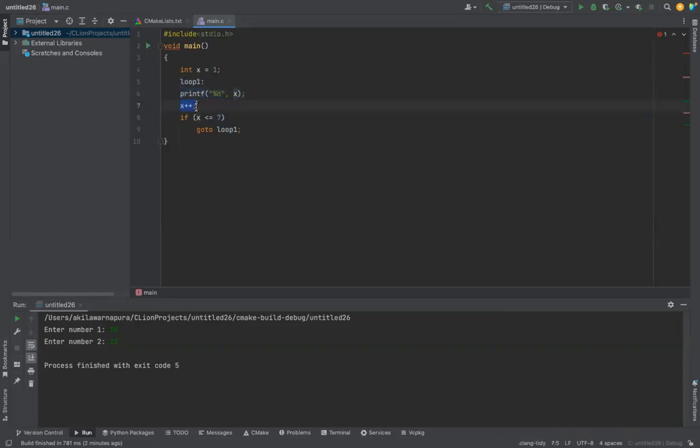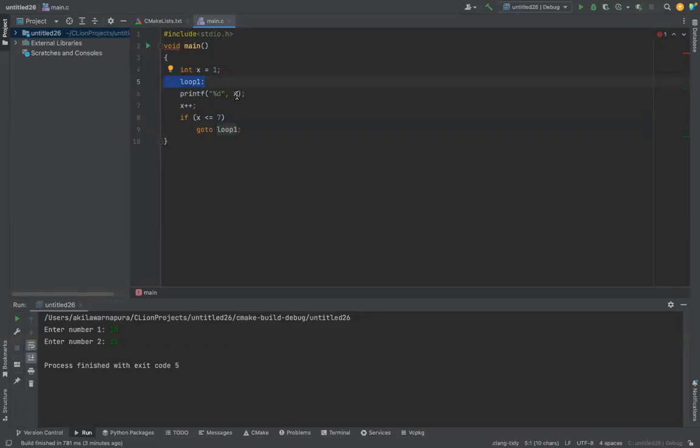After that, x is incremented by 1. Now x is 2. Okay. If x is less than 7, yes, it is less than 7. Then go to label 1, loop 1. So then it automatically jumps to line number 5. That is what we call the jump statement. Again, it comes to line number 5. It is just a label. Therefore, now again go to line 6.